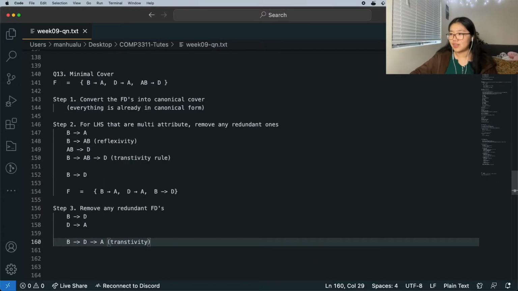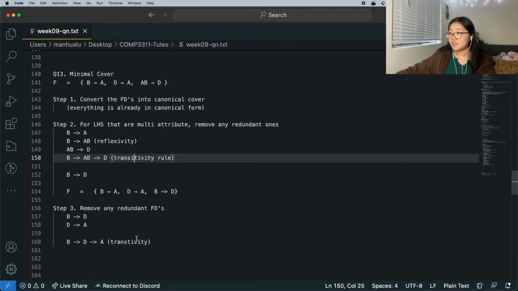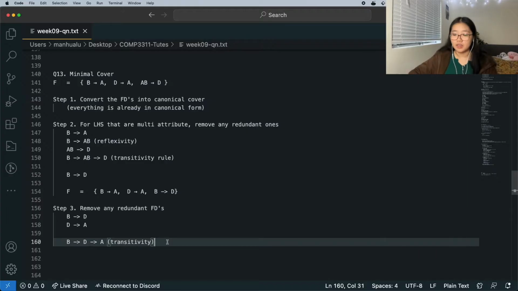Transitivity. Am I spelling this wrong? Yes, I am. Transitivity. Spelling is hard.